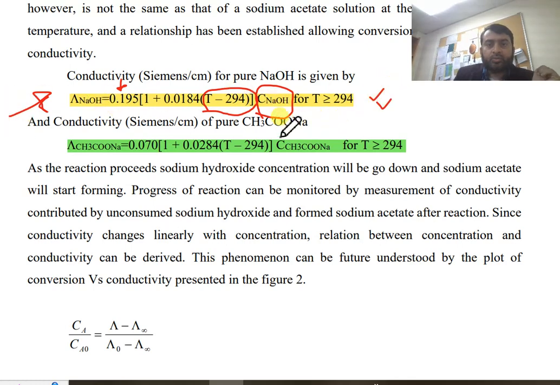You can see conductivity is linear with NaOH. If we double, conductivity will double. This number is based on the correlation. So this correlation we will be using to find lambda NaOH.